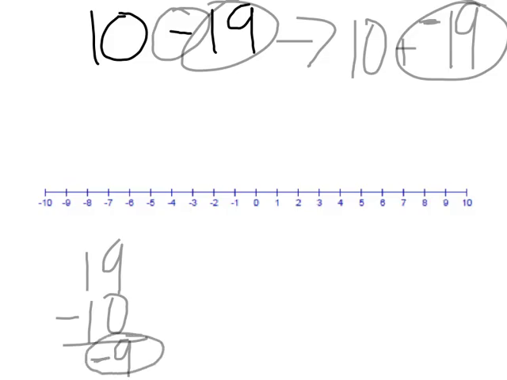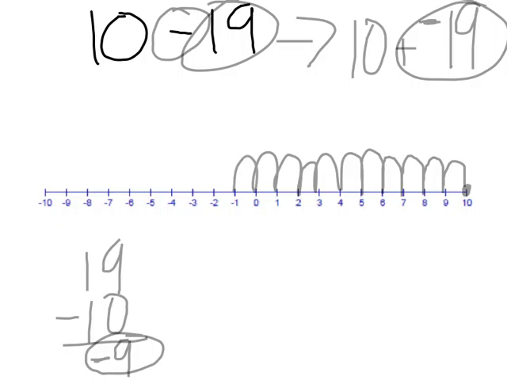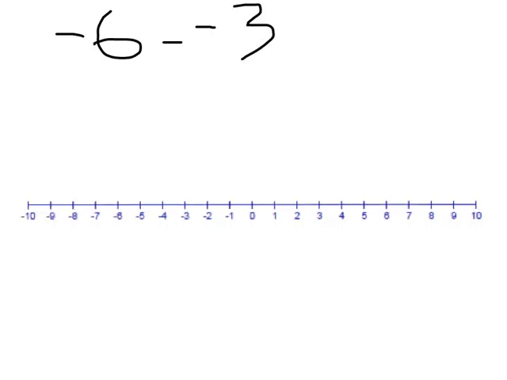So I'm going to start at +10. I'm going to go to the left 19 spaces. 1, 2, 3, and so on up to 19. And so I'm at -9. Let's do another one.